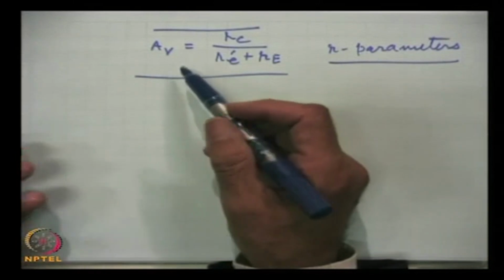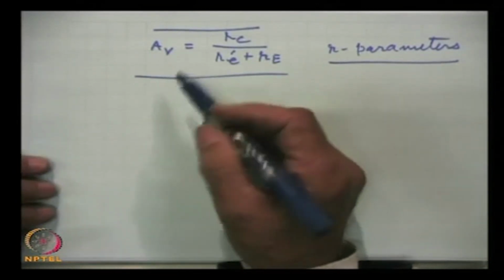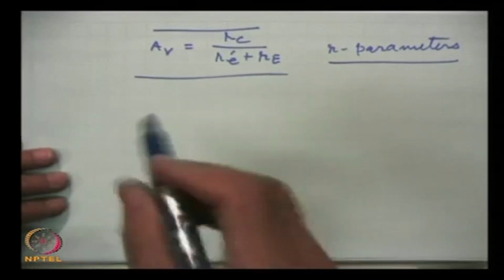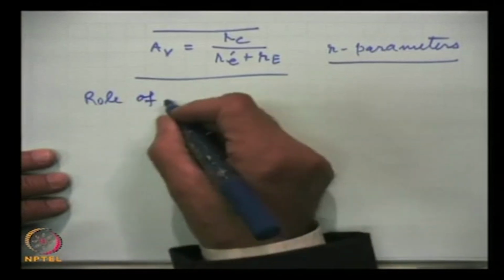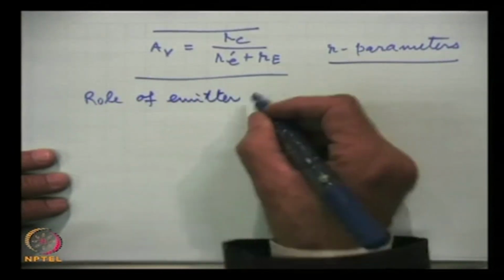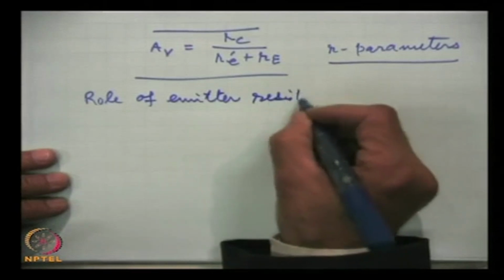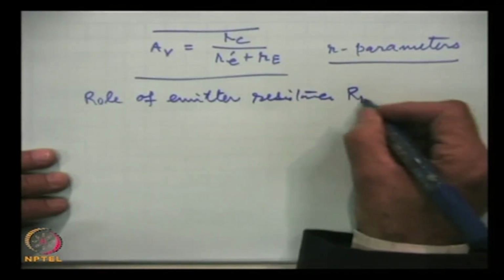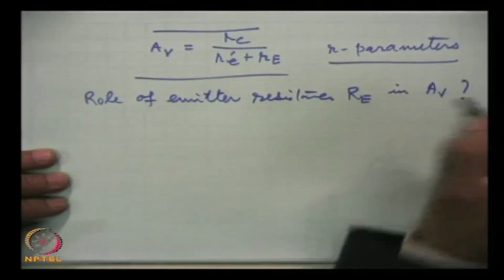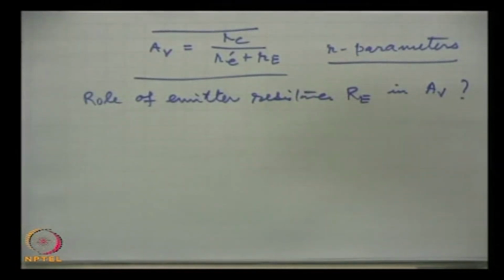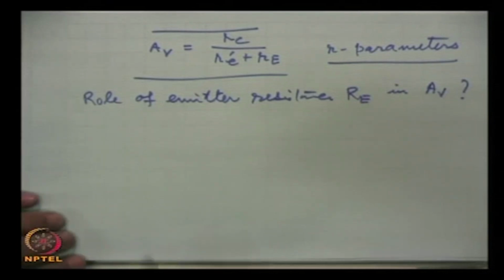Now, let us discuss the role of ammeter resistance Re in the voltage gain. Often you look at the original circuit.